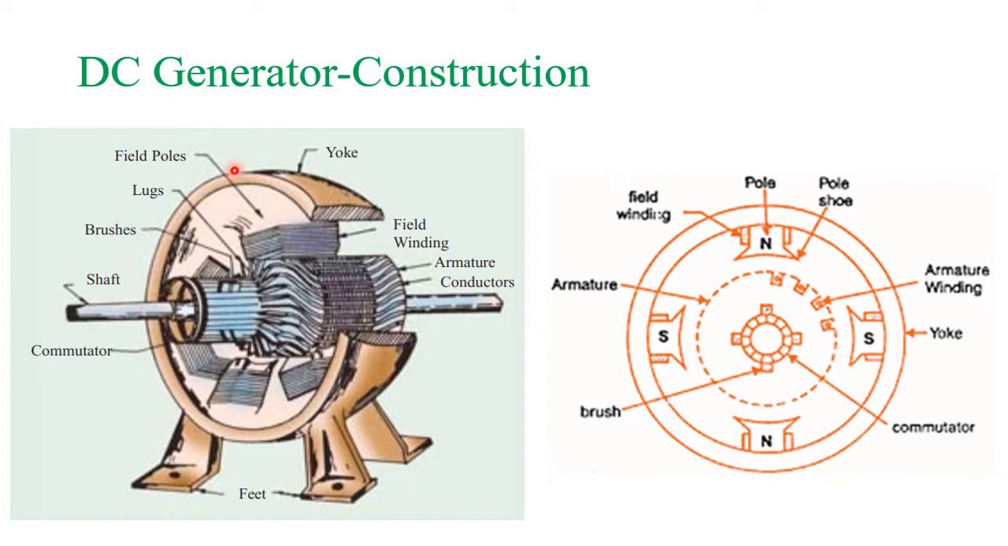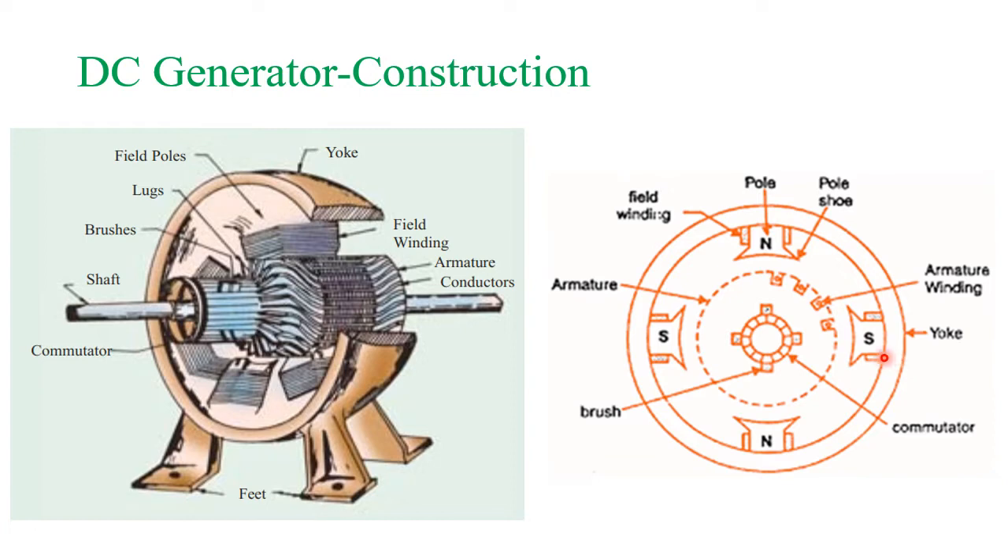Okay, now let's discuss the construction of a DC generator. These are the pictures of a DC generator, and this is a simplified picture. Here we can notice the parts of the generator. The first one is the yoke. This is the outer covering of the DC generator, which gives mechanical strength, basically for providing good mechanical strength.